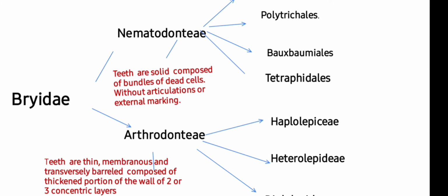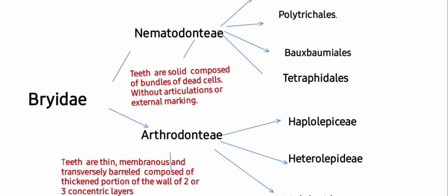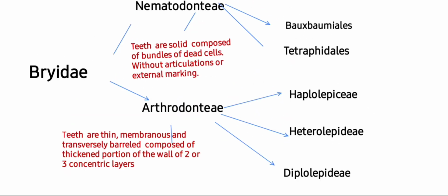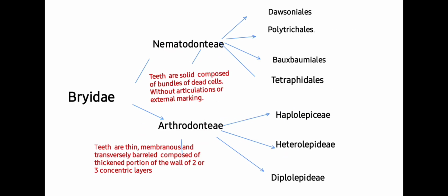First one is Nematodontae, in which teeth are solid, composed of bundles of dead cells without articulation or external marking. While second is Arthrodontae. Here the teeth are thin, membranous, and transversely barred, composed of thickened portions of the wall of 2 or 3 concentric rings or layers. So in the former they are without external marking, while in the latter there is presence of 2 to 3 concentric layers.